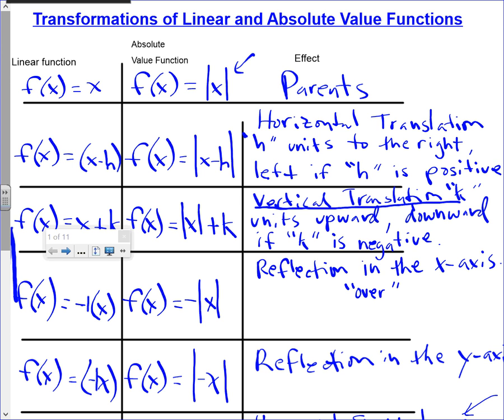Look at k units upward. So k has to be positive. So I'm just going to add a positive k of 3.